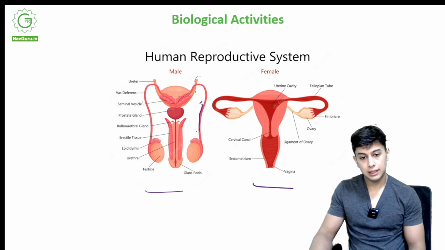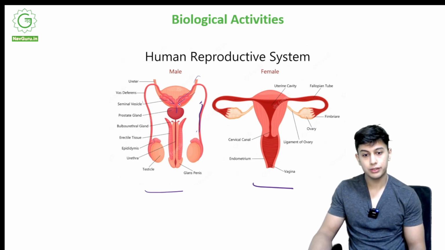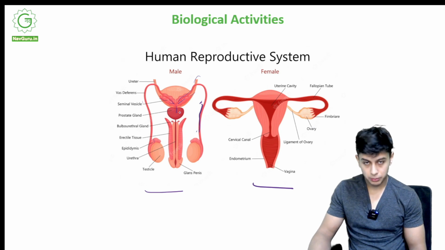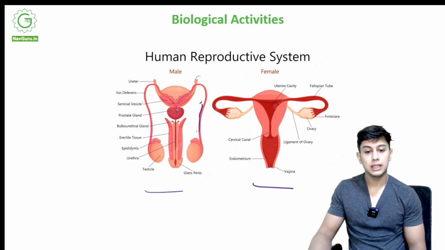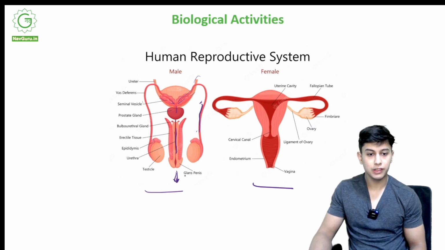We will have vesicles that will push the sperm over here. We have this prostate gland. What does prostate gland do? It gives secretions, it gives nutrition to the sperm, it makes it easier for sperm to flow. It flows through the urethra, this is the urethra, this is the penis, and it flows out to the female.